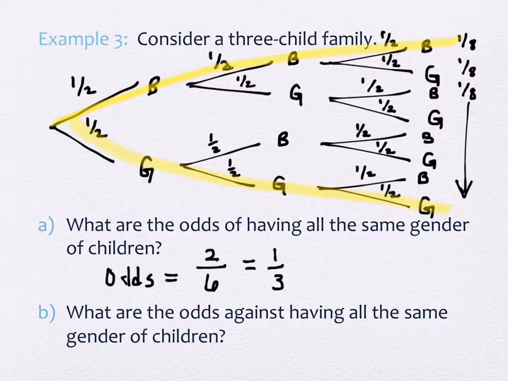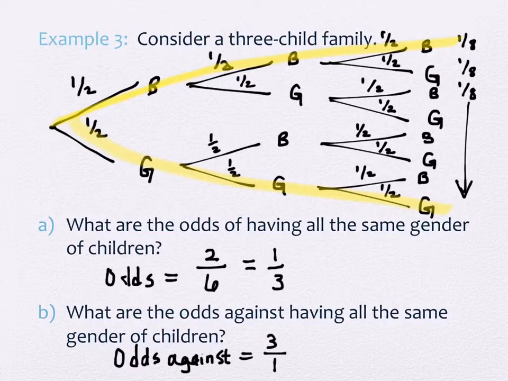What is different about question B? It's the odds against. So if I've already found the odds of having this happen, what do I do? I can just flip it. Yeah, it's that simple. So the odds against will be 3 to 1. And we're not going to reduce 3 to 1 to say 3 because that doesn't work within the context of what we're talking about. So we really are going to leave it 3 over 1. Okay? And all I had to do was to flip it upside down.